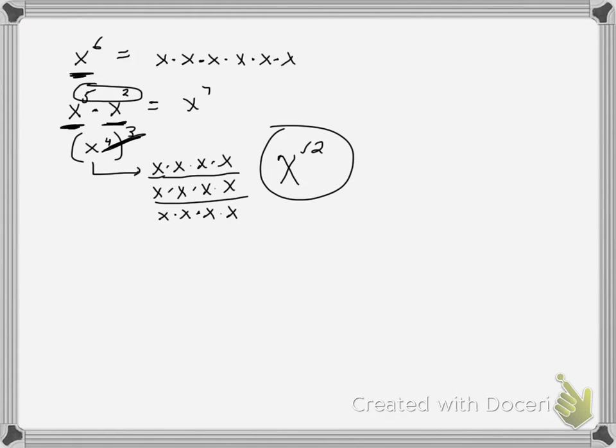Now, what if we had something like this? 5x, the whole thing cubed. Well, I'm going to take that number cubed and the x cubed. 5 times 5 is 25, times 5 more is 125 x cubed. And I think that gets you through today's assignment.